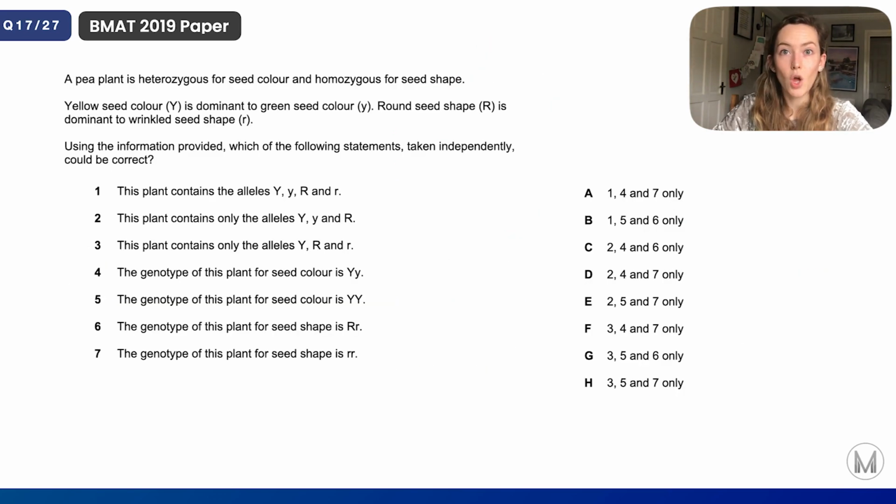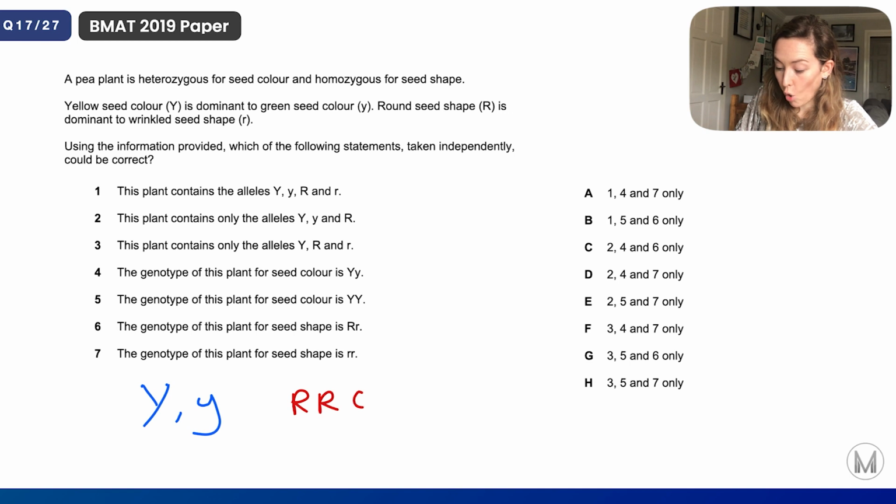Question 17. We've been told that this pea plant is heterozygous for seed colour. And we've been told that we've got 2 potential alleles. We've got a capital Y for yellow seed colour and we've got a lowercase y. So I know that my seed could have either big Y or little y. And then it tells us that we're homozygous for seed shape. So I can only have either capital R or lowercase r. So I could have capital R or lowercase r. It's homozygous, they both have to be the same.